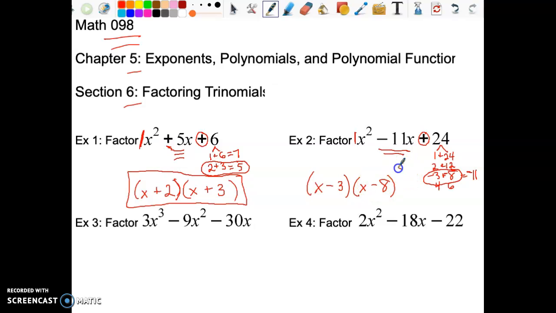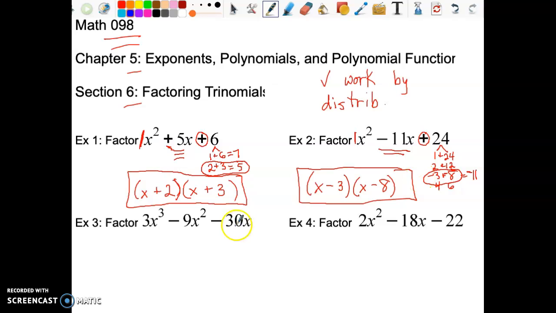And you can obviously distribute to check your work. So let me make that note. Check your work by distributing. And if you distribute, you go back to the original problem.